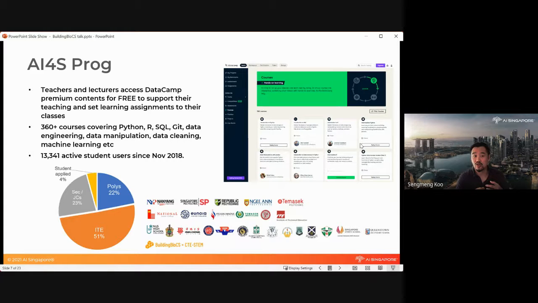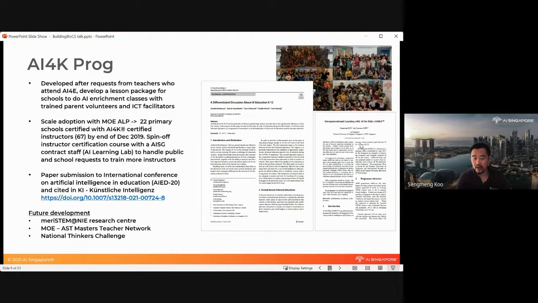AI for S is one that some of you are already taking up. For those of you who saw this and wonder where you can get the resources, please go back to Soong and the other teachers who have been extensively using it. It's basically DataCamp for academics, which we managed to get DataCamp to open up all the way to secondary school here. They don't do that in the US or Canada, but we convinced them to do that here. AI for K is for those of you in primary schools.